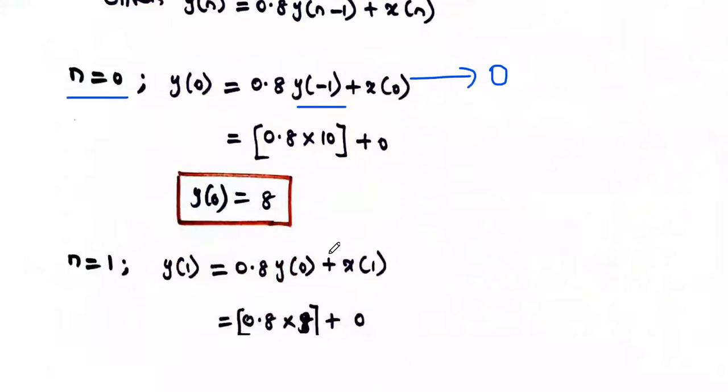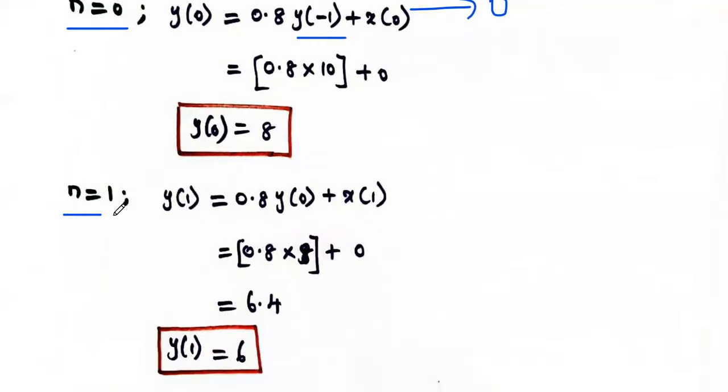Okay, so you substitute. So 0.8 plus 10, so the answer is 8. So y of 0 is 8. Okay. Then at n equal to 1.